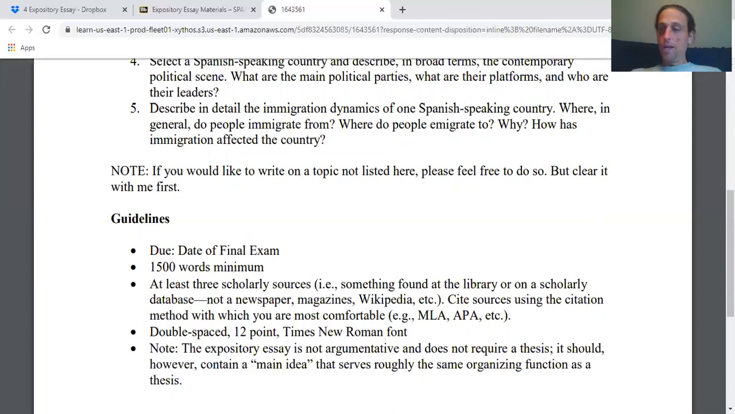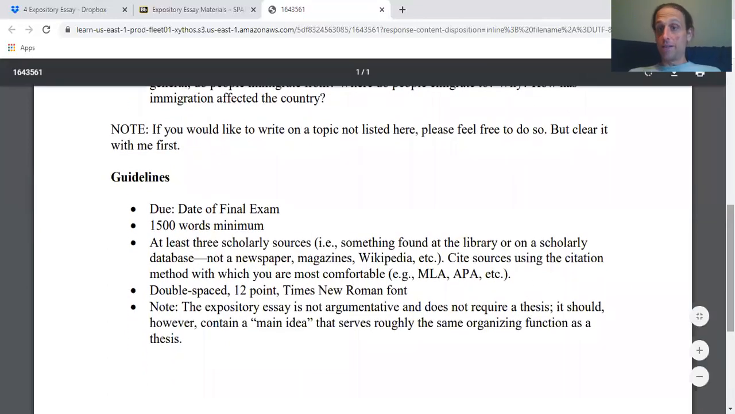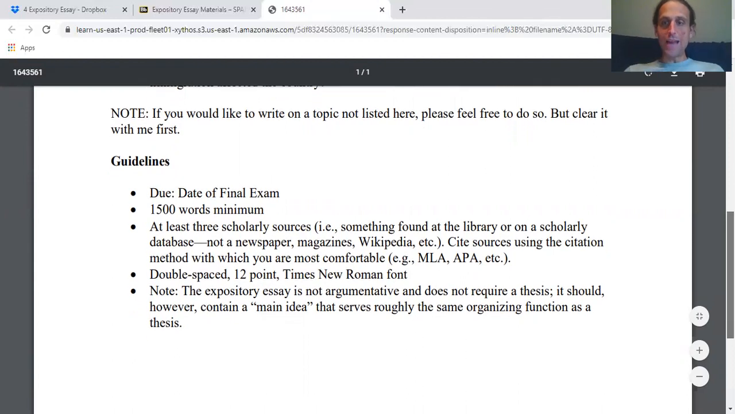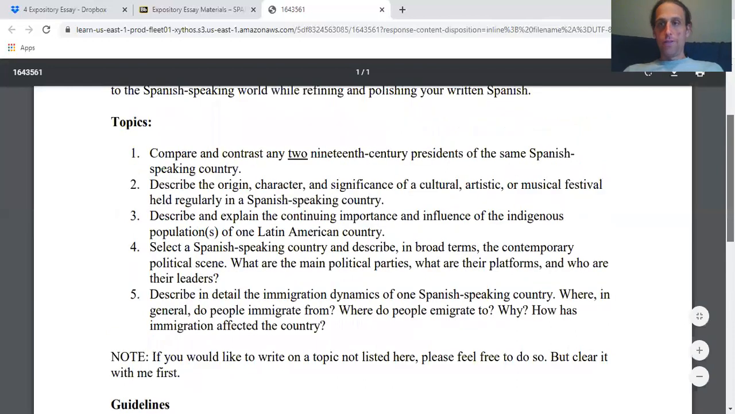A final note, the expository essay is not an argumentative essay, and it does not require a thesis, so you're not necessarily defending a claim or a thesis. It should, however, have a sort of main idea that serves roughly the same organizing function as a thesis. So no thesis in the strict sense of the term, but certainly a main idea to give your essay some coherence. Okay? So that is what you're looking at for the expository essay.